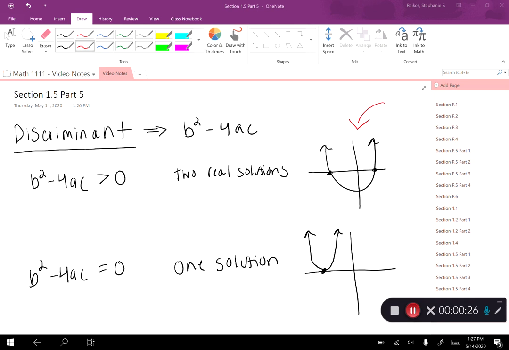The formula for the discriminant is equal to b squared minus 4ac. Now, if your discriminant is greater than 0, or positive, it means your quadratic equation has two real solutions. The picture of that looks like a parabola that crosses the x-axis twice.